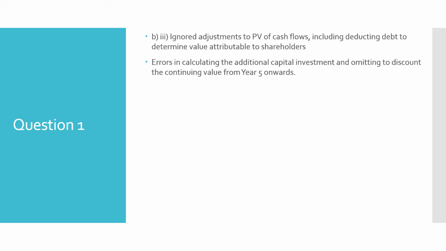And also omitting to discount the continuing value from year 5 onwards, that perpetuity part, the perpetuity cash flow. They have omitted to discount it back to year 0. It has to be discounted back to year 0 using the year 4 discount factor. So omitting that.